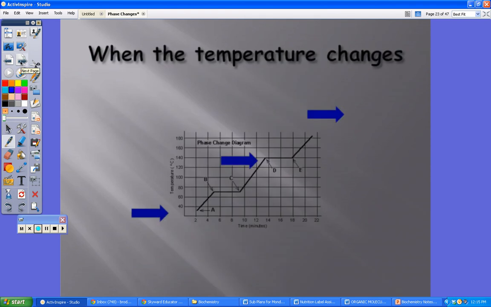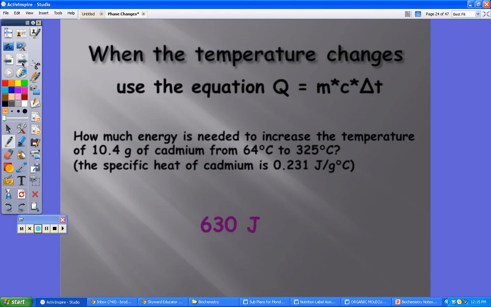So we start with these phase diagrams. Where temperatures are changing are in these three regions here. So where the temperatures are changing, we're going to use this equation, Q equals mc delta T. So an example question is how much energy is needed to increase the temperature of 10.4 grams of cadmium from 64 to 325? The specific heat of cadmium is 0.231.